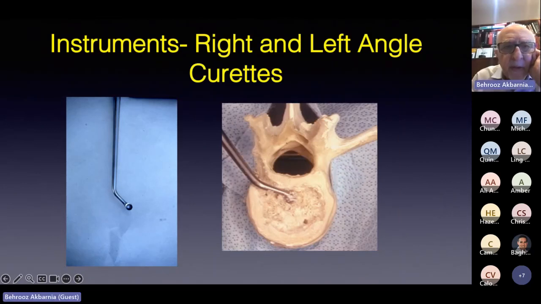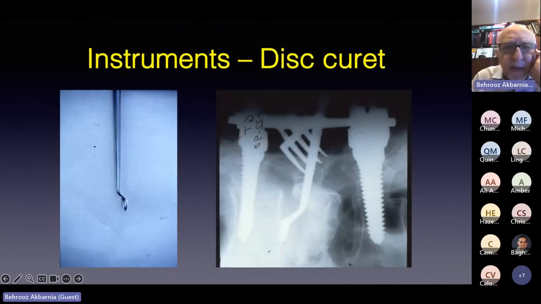And this is the curette that goes inside the vertebral body and tries to create that space. And this is just the schematic. And this is the curette that goes through the pedicle to get the disc, to clean the disc of that. There are already pedicle screws on the other side.